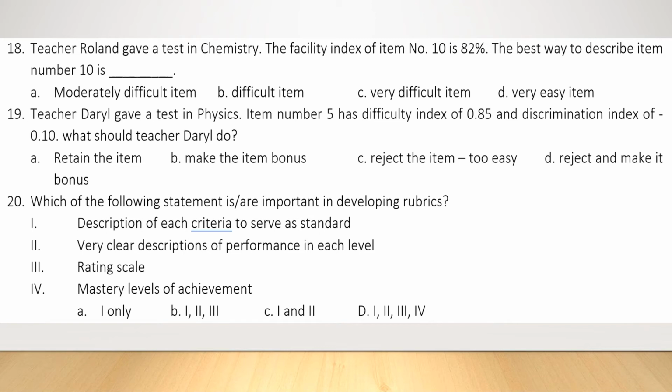Teacher Darrell gave a test in physics. Item number 5 has difficulty index of 0.85 and discrimination index of 0.10. What should Teacher Darrell do? Okay, let's try to unlock first the two concepts nga dimension ani nga test item. Again, difficulty index refers to or determines how difficult a particular item is. Meanwhile, discrimination index would determine kung ang particular item kaya ba niyang i-discriminate ang upper group from lower group.